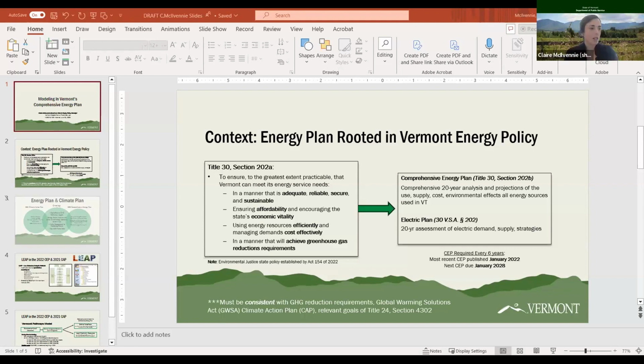And when we were doing the leading up to the 2022 Comprehensive Energy Plan, we were actually developing it in tandem with that Climate Action Plan. So the modeling that we ended up using was used for both plans to guide their development. The plans are not identical, they just have to be consistent. But there was an intentional choice made early on to do them with the same source modeling to support that consistency.